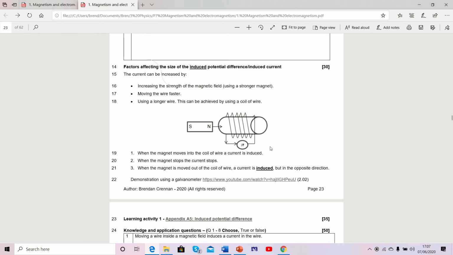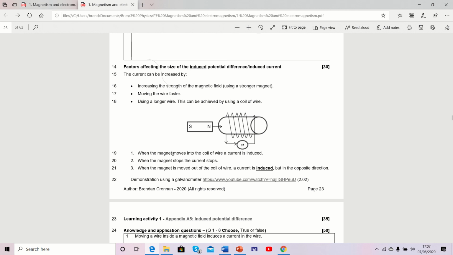So what we've got here is increasing the strength of the magnetic field, like we've seen with the electromagnetism. Increasing the strength of the magnetic field will increase the induced potential or increase the current. Moving the wire faster increases the current. Using a longer wire, which is basically using a coil of wire, so the bigger the coil, the more current can be induced as well.